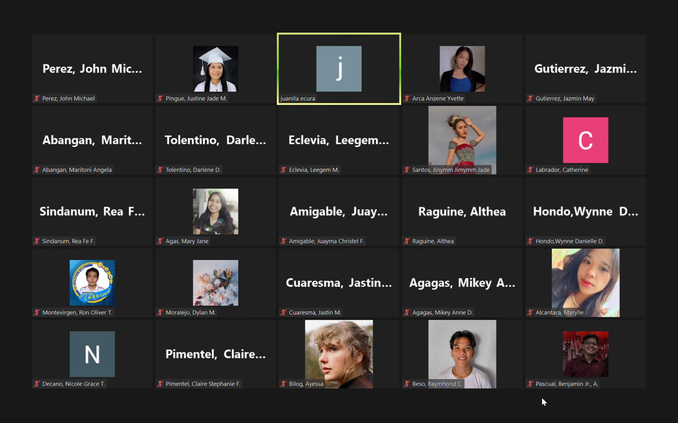Total, 60,000. Gawin nyo nga yung work done for materials. Work done for materials. Miss Gutierrez. Gutierrez, Jasmine.